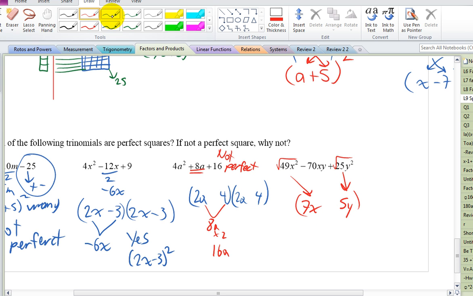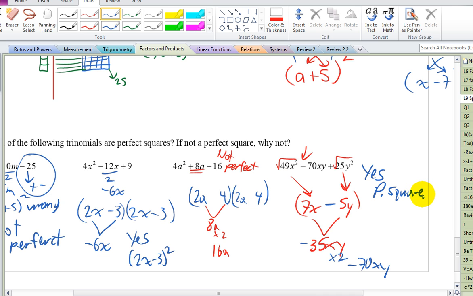If you multiply those together, they'll give you 35xy, but you need a negative. So if this is a negative, that's a negative. And when you double that, you get negative 70xy. So yes, this is a perfect square. So you're just checking your pattern. Now again, you can factor it and then multiply it out and double check.